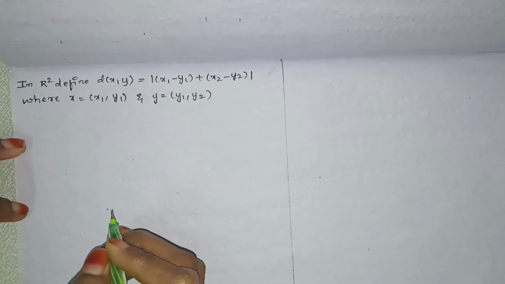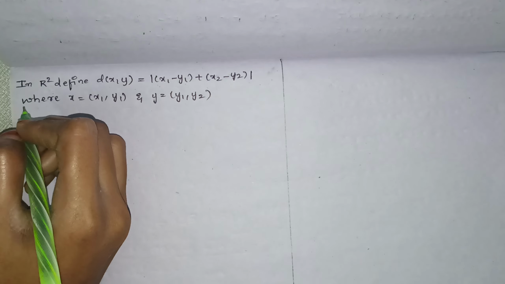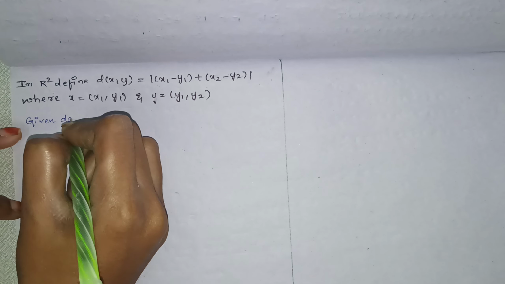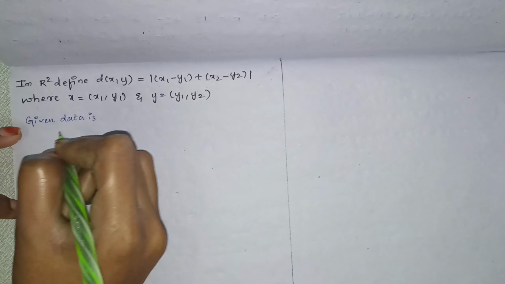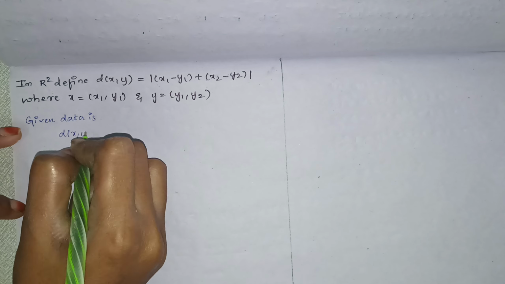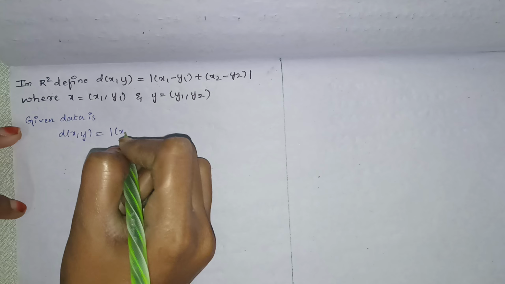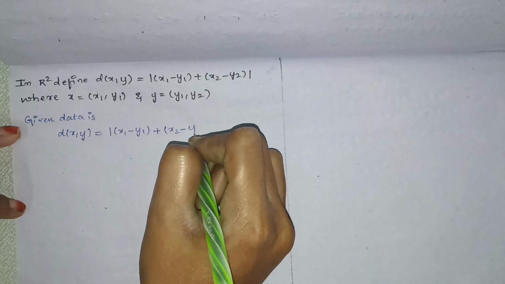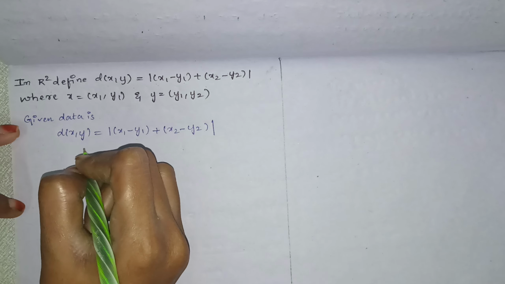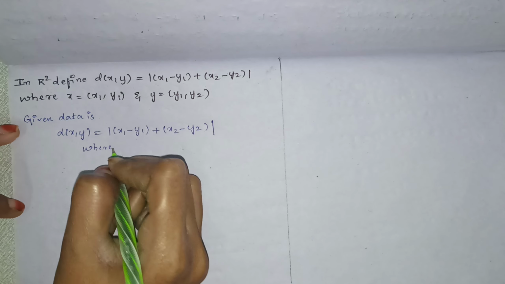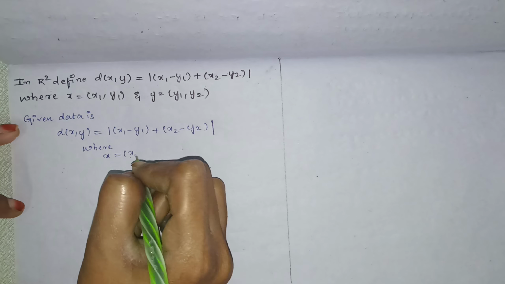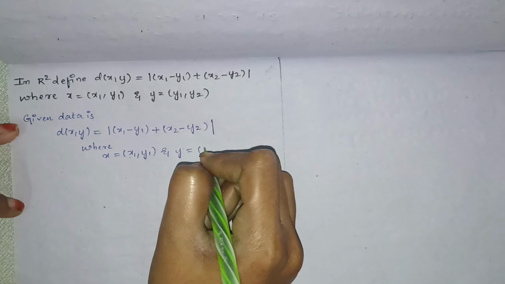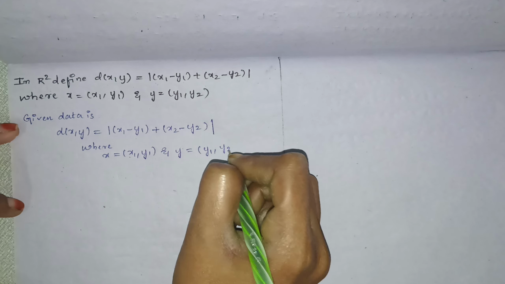First, we need to write what are the given and what we need to find out. So, the given data is d of x comma y is equal to mod x1 minus y1 plus x2 minus y2, where x is equal to x1 comma x2 and y is equal to y1 comma y2.